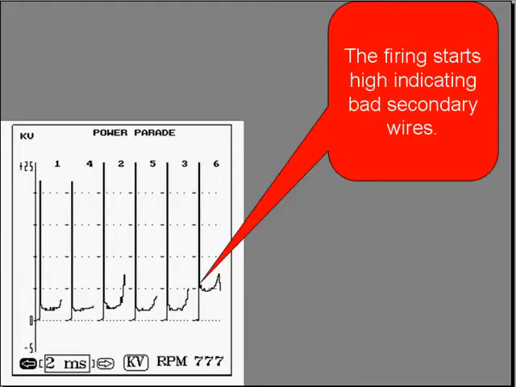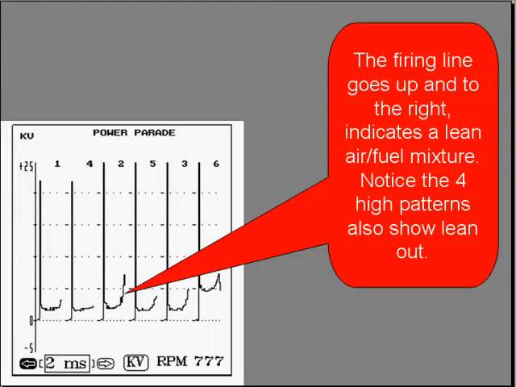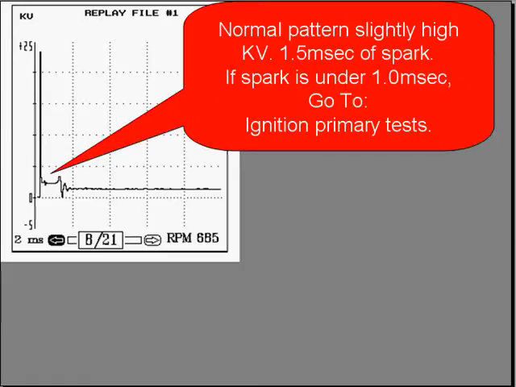Here the firing starts high, and it's indicating bad secondary wiring. The firing line here goes up and to the right. That's telling us we have a lean air-fuel mixture. Notice the 4 high patterns also show lean out. That is not a coincidence. Normal patterns, slightly high kV is what we're looking at here.